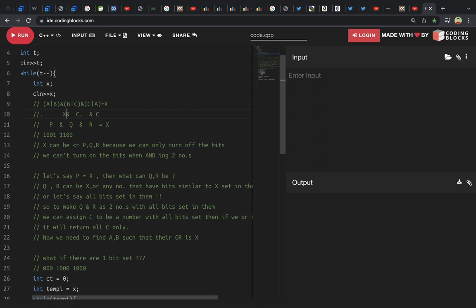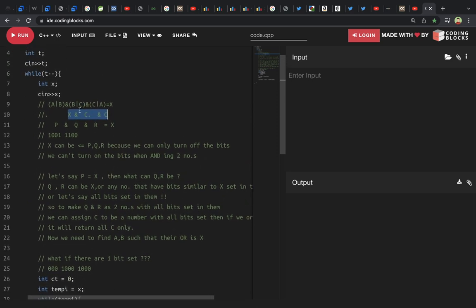So if we just AND x with c and then again AND it with c, these two have all bits set in them, so the answer will always be x. Now that we have found that if we set all bits in c, then we get these two terms to be all bits set, and then we can print out the answer. The only thing left is we need to find two numbers a and b, which when ORed give us a value of x, which is pretty simple.